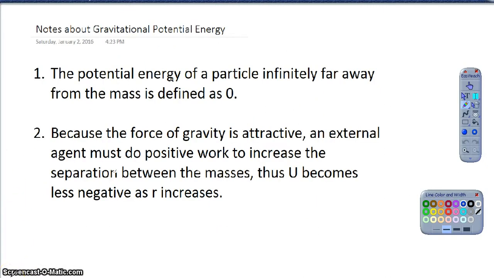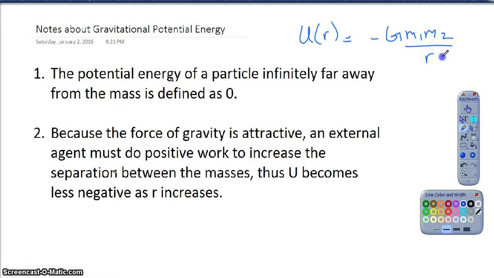So then a few things to note about the potential energy of a particle, right? So the gravitational potential energy here. The potential energy of a particle infinitely far away from a mass is defined as 0. That's actually easy enough to see if we just look back at that equation, right? My potential energy, again, as a function of position, equals negative G m1 m2 over r. If r is getting infinitely big, so if r is approaching infinity, then wouldn't that mean this fraction is getting infinitely small? So in other words, that whole fraction would be approaching 0.